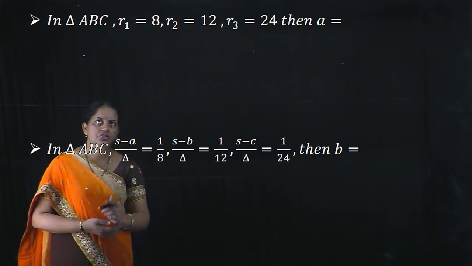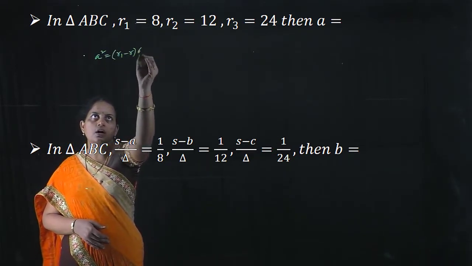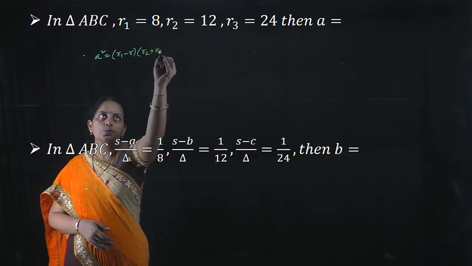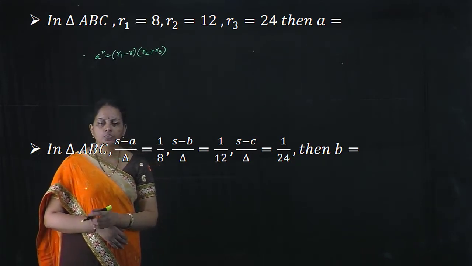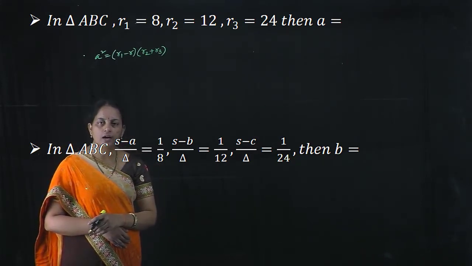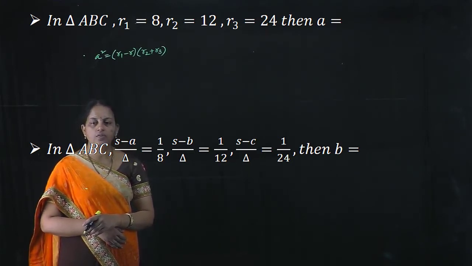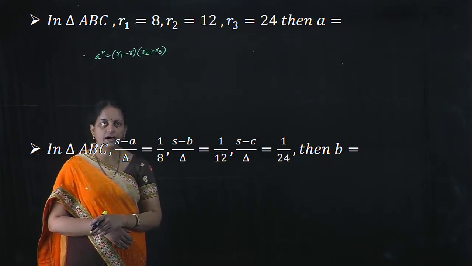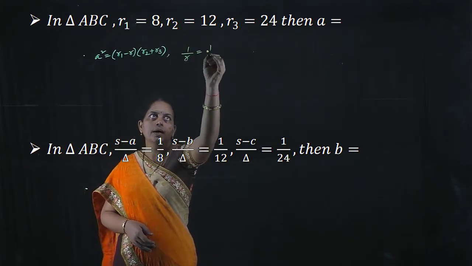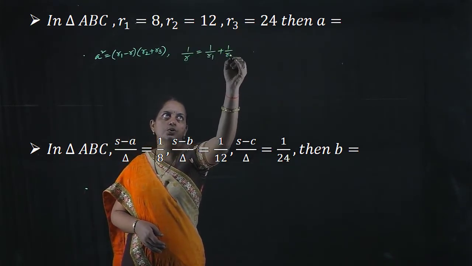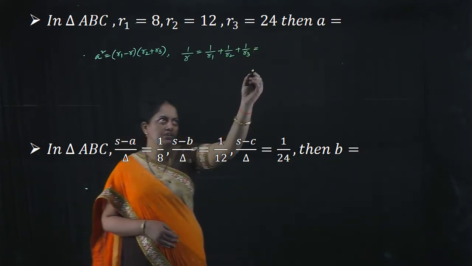Already in the previous session we derived a square is equal to (r1 minus r) into (r2 plus r3). So, for finding the value of a, we must know the values of r, r1, r2, r3. But in this question, we are given only r1, r2, r3. So, we have to find the value of r. And we know that 1 by r is equal to 1 by r1 plus 1 by r2 plus 1 by r3. By substituting all these three values, we get the value of r.